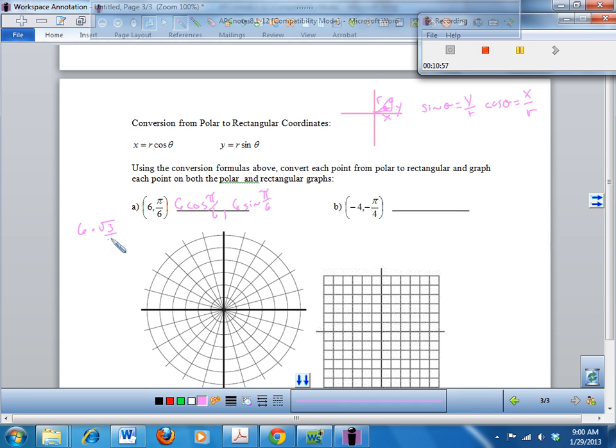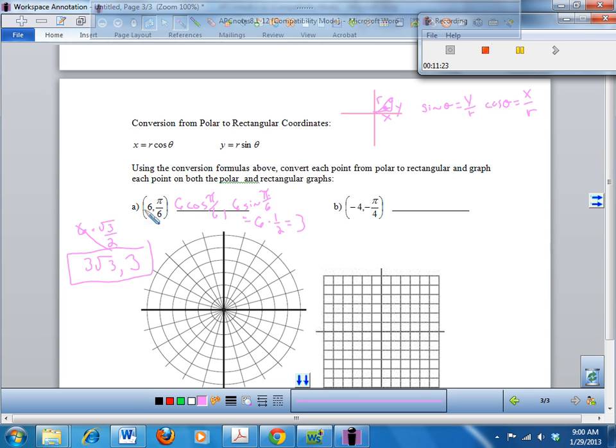It's root of 3 over 2. So this ends up being, those cancel out, and you get 3 root of 3, comma. And anyone remember what the sine of pi over 6 is? 1/2. So it's 6 times 1/2, which is just 3. So to convert this into rectangular form, it would be 3 root 3, comma 3.